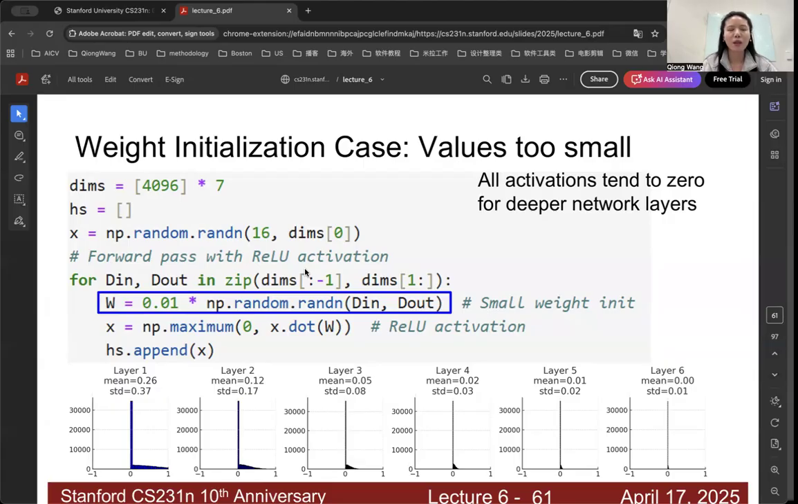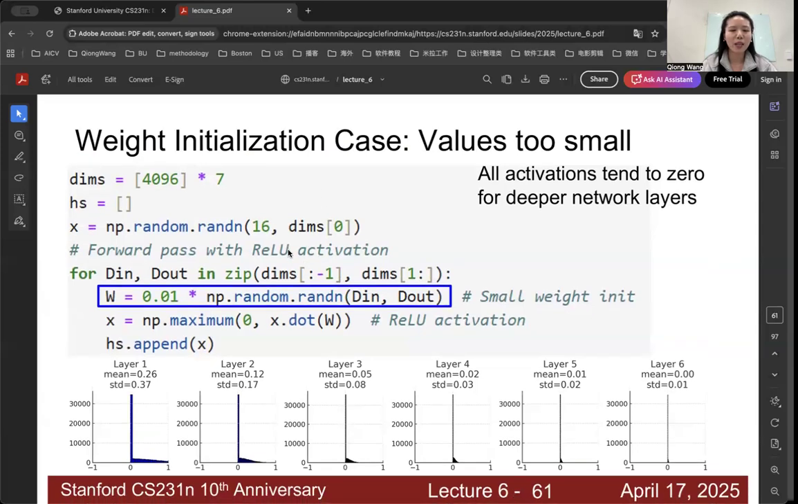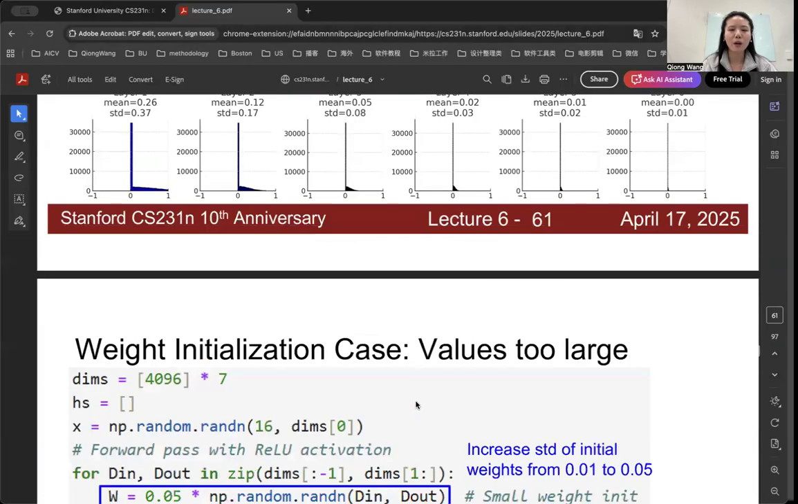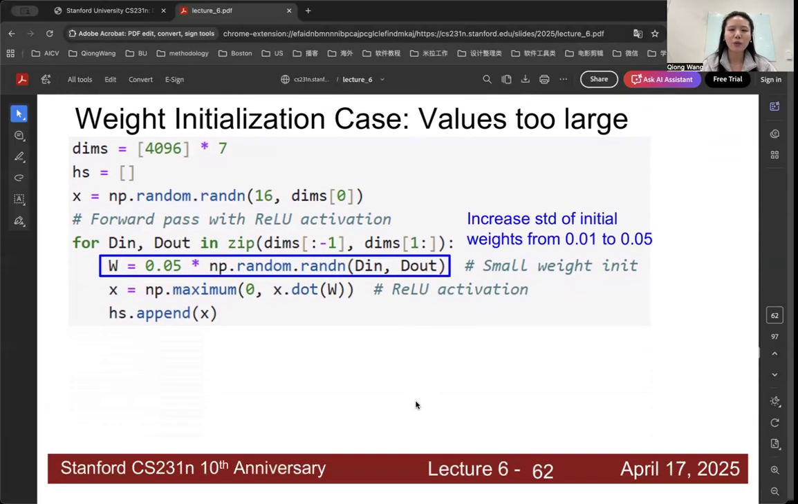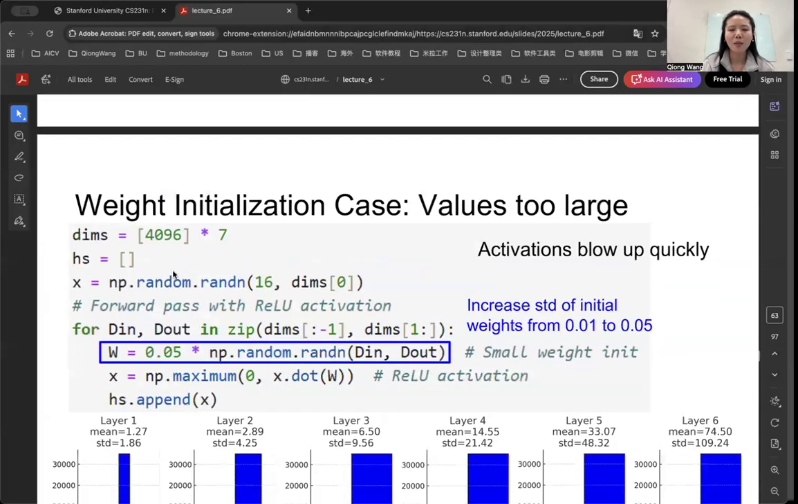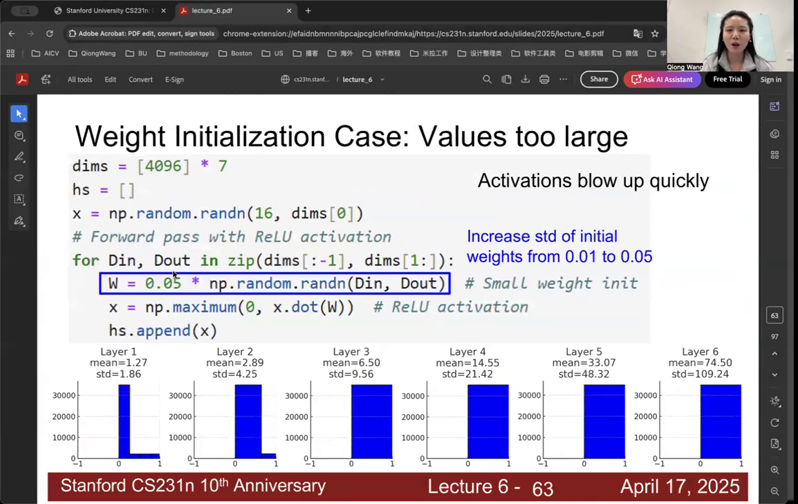For example, we multiply by 0.01. You can see the weight is like this. It's too small. But we want it bigger. What can we do? We increase the number from 0.01 to 0.05. But after that, we can see the weights are very big, which we don't want.